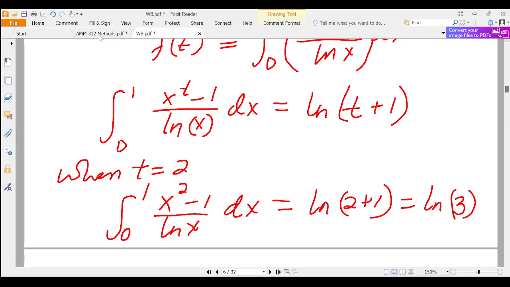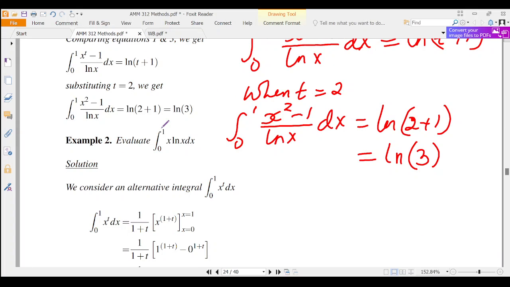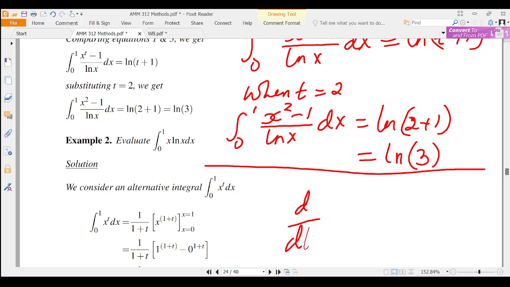Now we can consider a second example where we have to evaluate the integral from 0 to 1 of x times logarithm of x, and we can consider an alternative integral which is the integral from 0 to 1 of x raised to power t dx. This is based on the realization that the derivative with respect to t of x raised to power t.